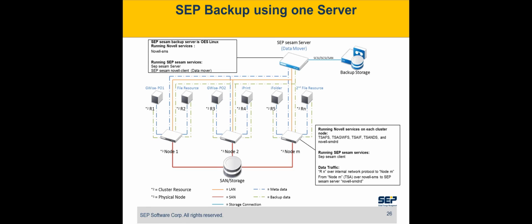These things are good to keep in mind based on how your environment is and what you're wanting to use for your backup server. If you can use one server, that one server can be a SEPsesam server, and the data mover can be on that server. The data mover does need to be on an OES Linux server, so you have to have OES Linux somewhere for your data mover. It can either be one of your file servers that are running, or you can set it up specifically for your backup server. In this case, we have a backup server and the data mover all together.